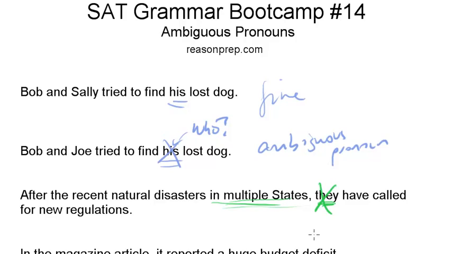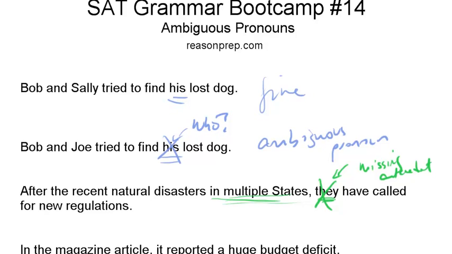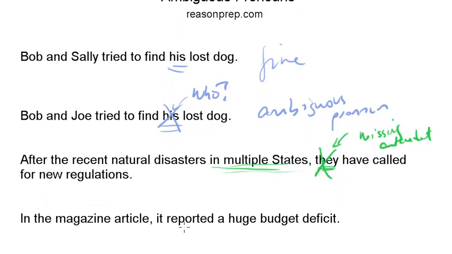So this is actually wrong in SAT style because this is what's called a missing antecedent. It's not clear at all. It's not even ambiguous. It's just not clear what "they" refers to. And often you're going to see this not only with "they," but with "it." So here's another example. In the magazine article, it reported a huge budget deficit. Now again, we might think, well, clearly we know from context that "it" is going to be the magazine article or the magazine. But again, we've got a prepositional phrase here with no real noun, no real subject or antecedent that it can refer to. So therefore, we would have to change this.